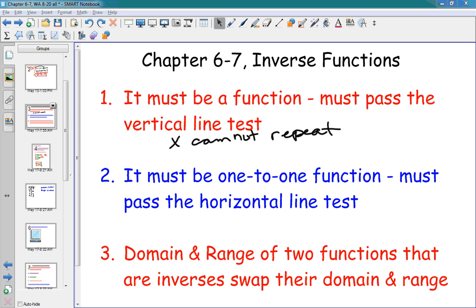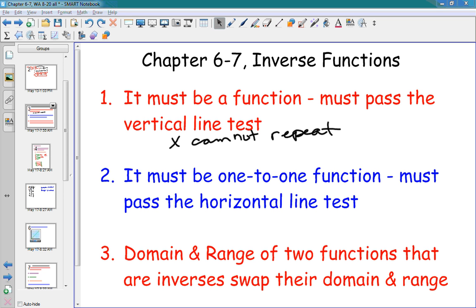Cookies and cream can only go for Brittany. Nobody else can have cookies and cream, because if you do, then that means it's not a one-to-one function. A one-to-one function says that the x's and the y's cannot be repeated. Do we understand that? Yes or no? Okay? Now, this means it passes the horizontal line test. The horizontal line test says that it is a one-to-one function. A vertical line test says it is a function.